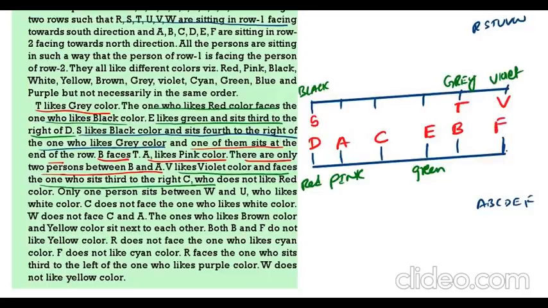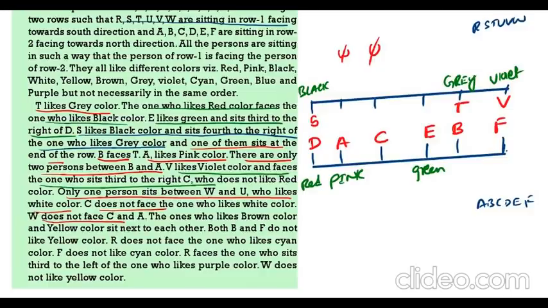Then only one person is there between W and U who likes white color. C does not face white color. So that means opposite C we won't get U. W does not face C and A. So opposite to W we will not get C and A, so here W won't come.